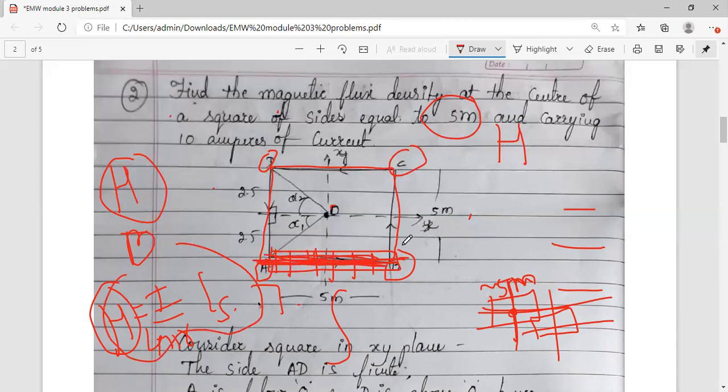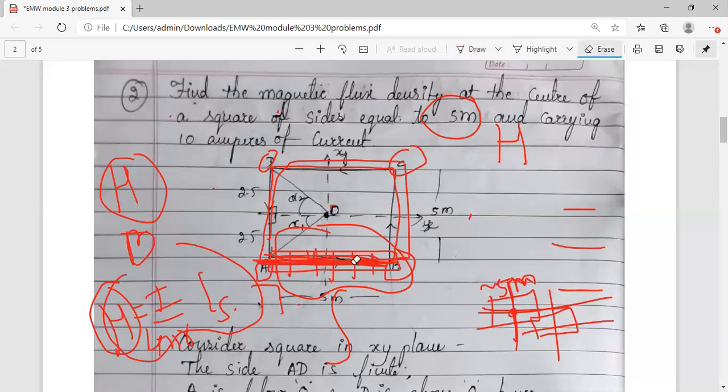But in this application you observe that the square is made of 4 such sides. Whatever H you calculate, the formula used is H equals I by 4 pi r, sine alpha 2 minus sine alpha 1. Whatever you get for one side is the same for all the remaining 3 sides. So the H you get for one side, you multiply that by 4, 4 into H. Then you will get the total magnetic field intensity.